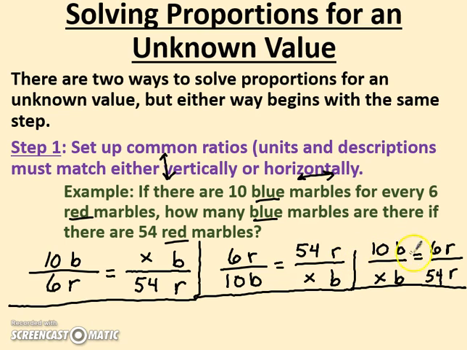This is organizing it as a common ratio horizontally. And you could also have this reversed. 6 red is equal to 10 blue, and 54 red is equal to, we don't know how many blue.